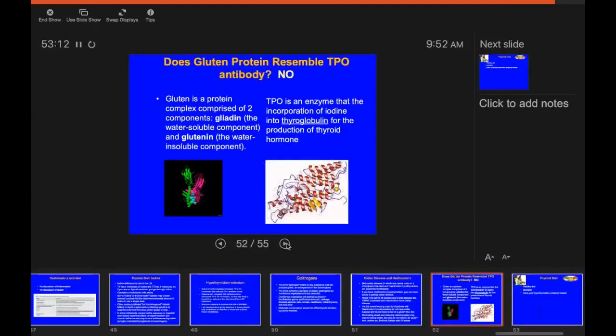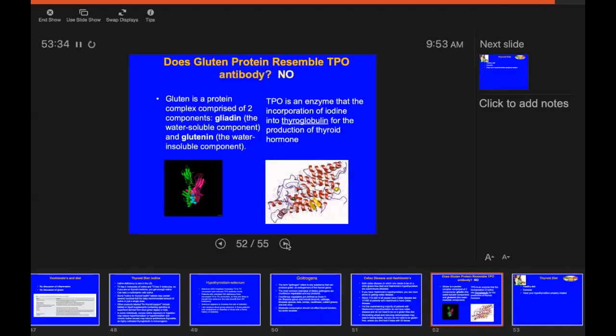So some of these doctors I've seen, or functional doctors, say the gluten protein resembles the TPO antibody, so by eating gluten, you're causing your TPO to be worse. I looked this up on Wikipedia and got some pictures of this. Gluten is a protein. It's basically a protein with carbohydrates on it. It has gliadin, which is water-soluble, and glutamine, which is water-insoluble. It looks something like this.